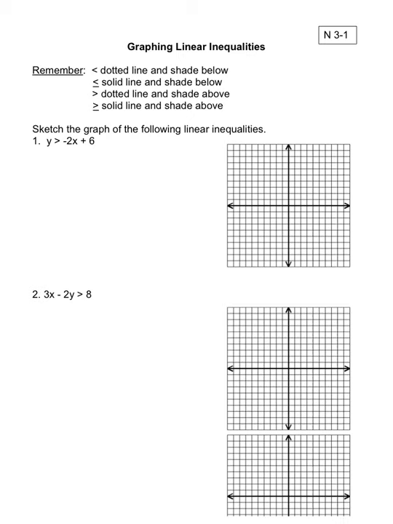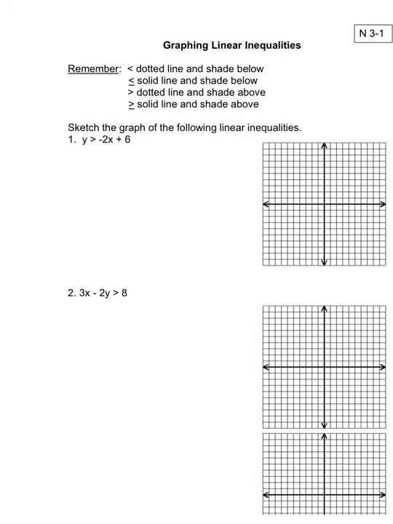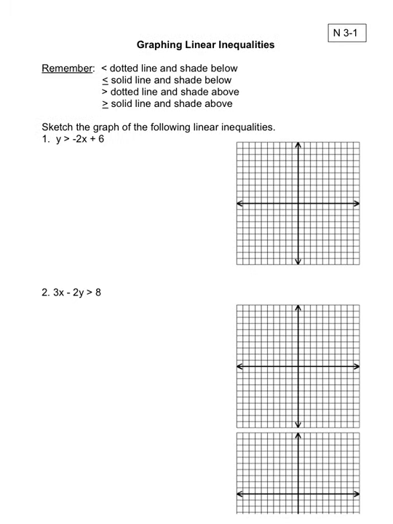Okay, this is notes 3-1, the first notes of unit 3. Things we want to look at are under the remember tab here. It talks about dotted and solid lines. Well, we did that when we were on number lines. We did it with open and closed circles. If I had a closed circle, it meant that I included that point as a possible solution.